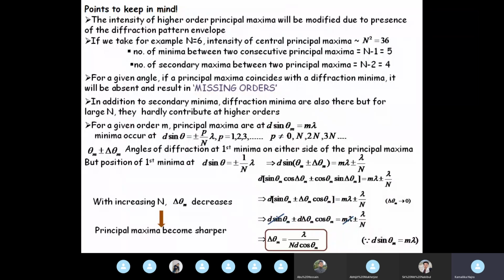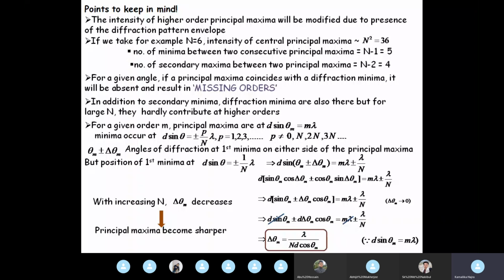So the principal maxima become sharper with increasing n. This is something that you have to keep in mind, and this also gives you a concept of the angular width of the intensity distribution.